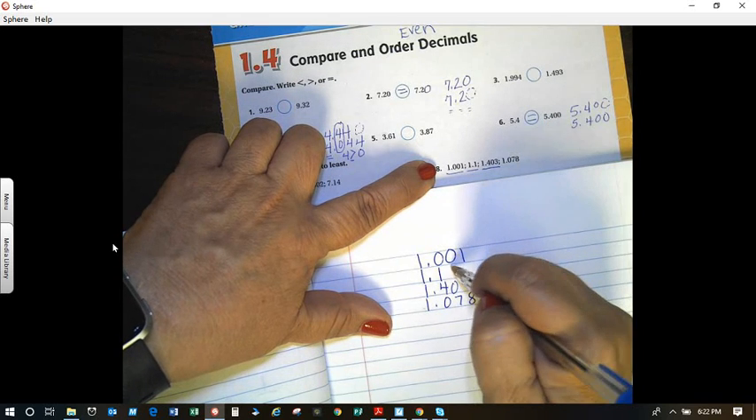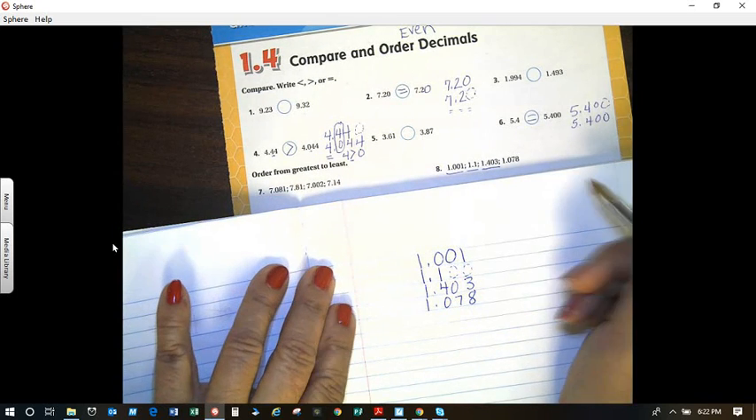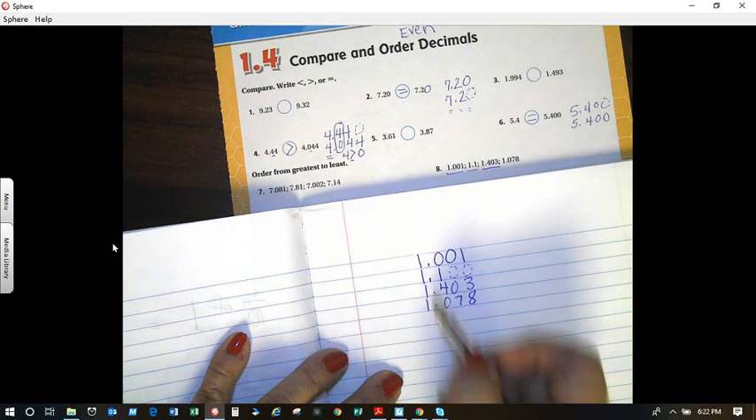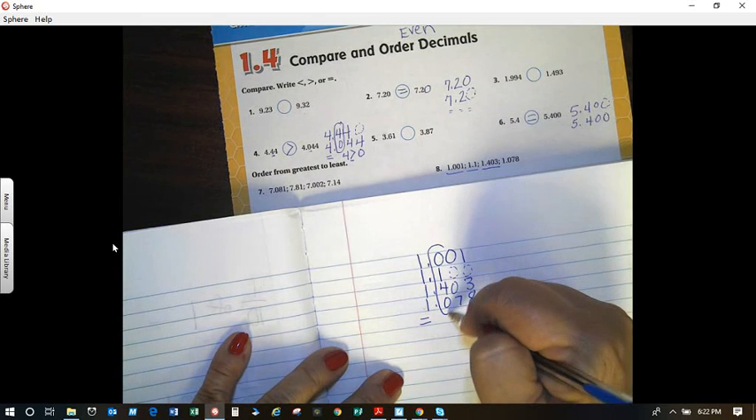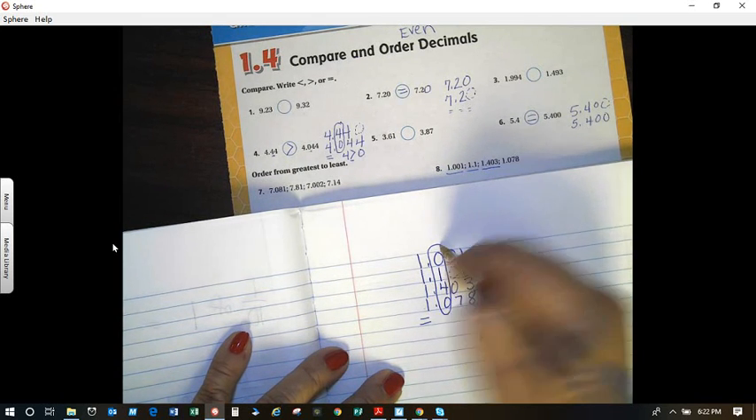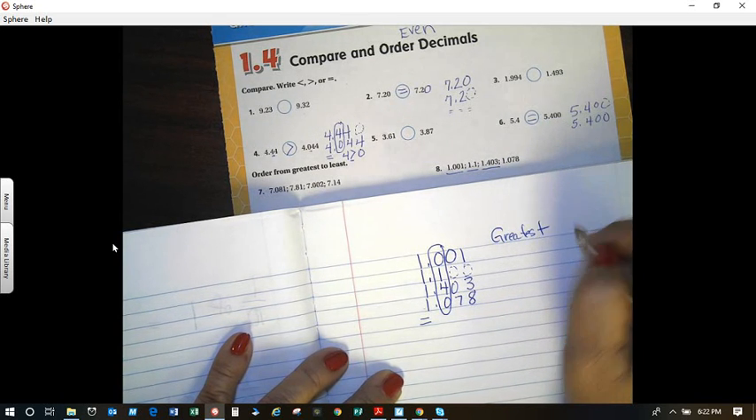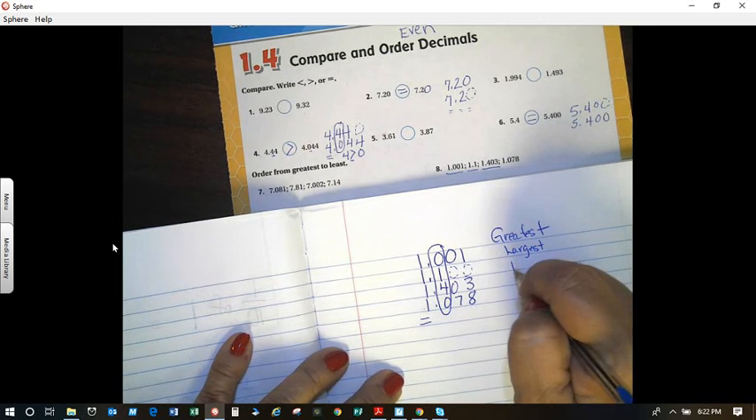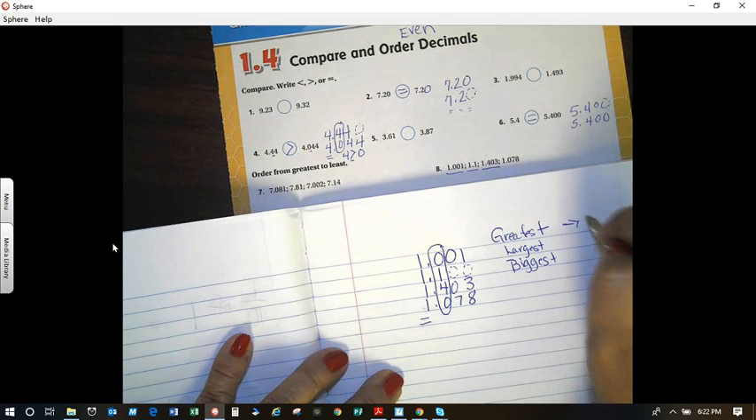I see some blanks here, so I'm going to put 0 as my hero. And then again, I'm going to start from left to right. So these are equal. I'm going to stop right here and I'm going to circle. I remember I'm doing it from greatest, which is another synonym for largest, biggest. I've heard both of those. And then it's going to least, which is smallest.